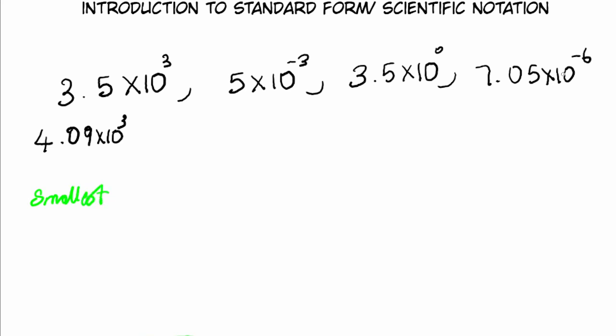The lowest power of 10 here is -6. As such, 7.05 times 10 to the -6 would have the smallest magnitude. Which would come next? 5 times 10 to the -3. Followed by 3.5 times 10 to the 0 power.